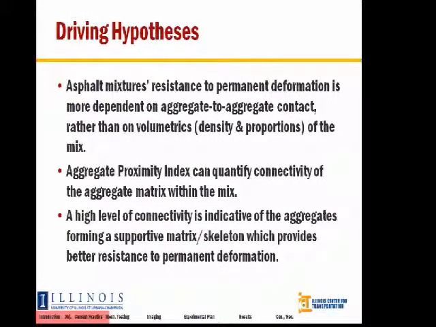So some of the driving hypotheses that really push this work along, I'll just read them straight to you. Asphalt mixtures resistance to permanent deformation is more dependent on aggregate to aggregate contact rather than on volumetrics of the mix. Aggregate proximity index, which was defined throughout the course of this study, can quantify the connectivity of the aggregate matrix within the mix. A high level of connectivity is indicative of the aggregates forming a supportive matrix or skeleton, which provide better resistance to permanent deformation.